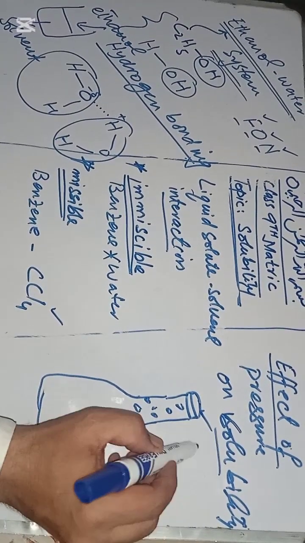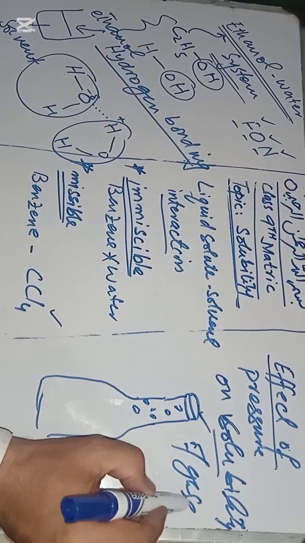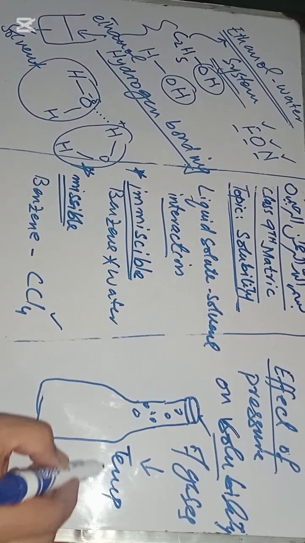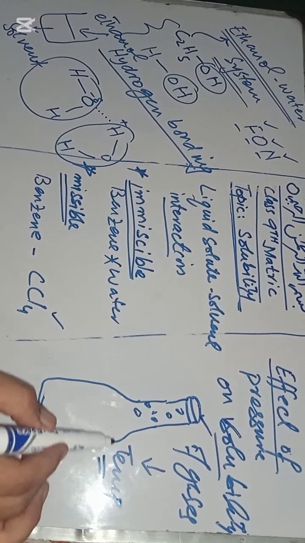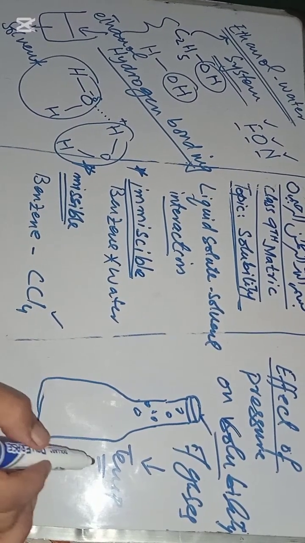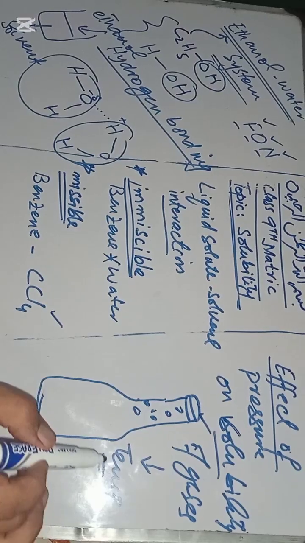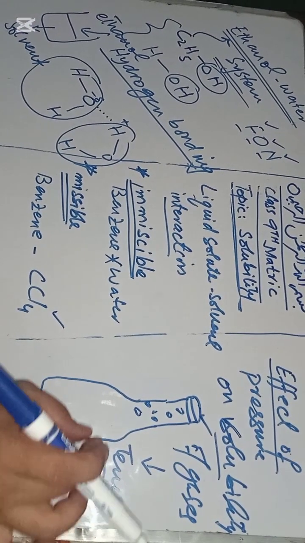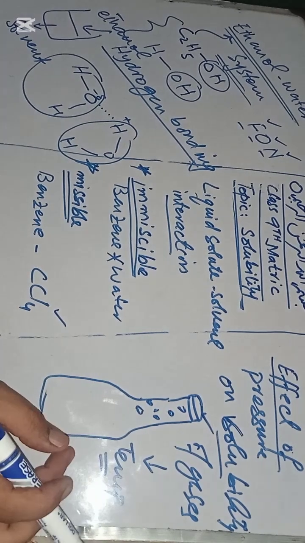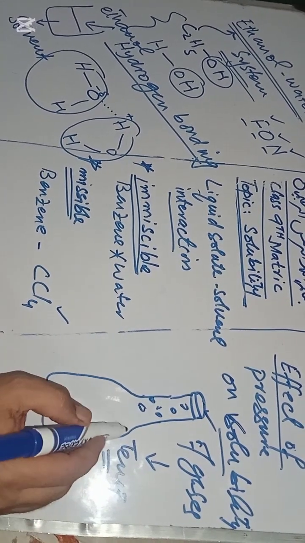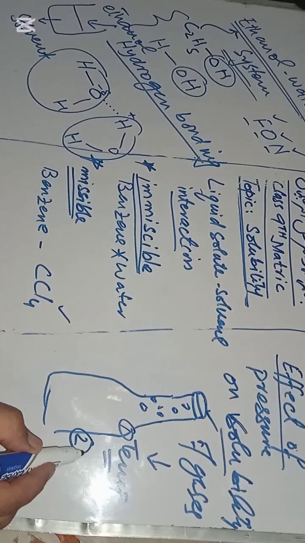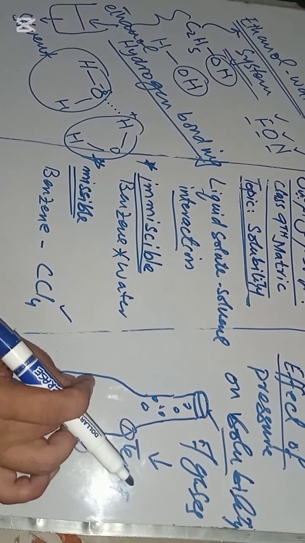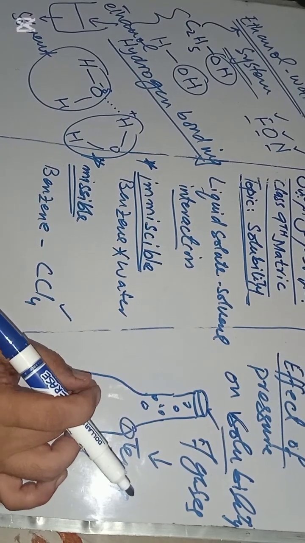The solubility of gases depends on what? On the temperature. At very low temperature, I am repeating it again, at very low temperature, the gases are more soluble in liquid. And secondly, at very high pressure, the gases are soluble. And the examples are the fizzy bottles, the cola drinks.